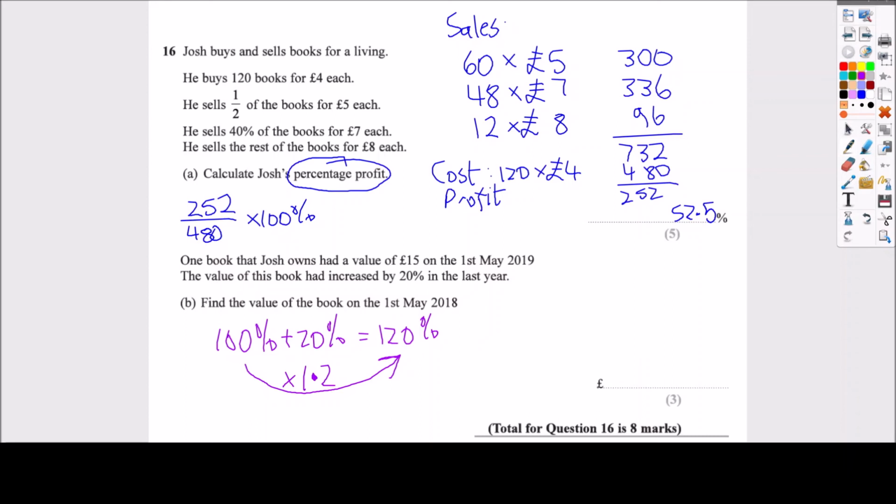We're being told that after the increase, it was £15. How much was it worth on the 1st of May 2018? So we're going right to left. So rather than multiply by 1.2, we're going to take our £15 and divide that by 1.2. 15 divided by 1.2 is £12.50. So it was worth £12.50 on the 1st of May. Increase that by 20%, you get the £15.